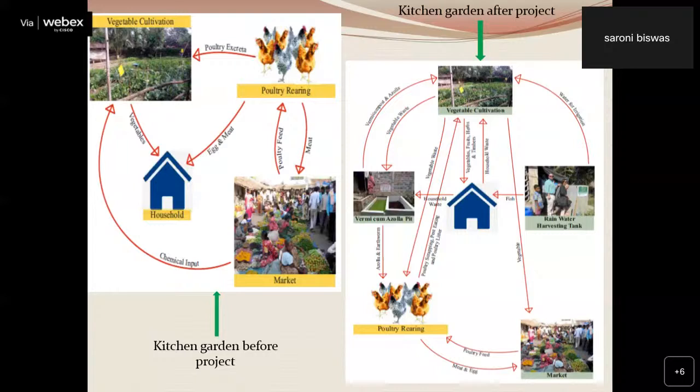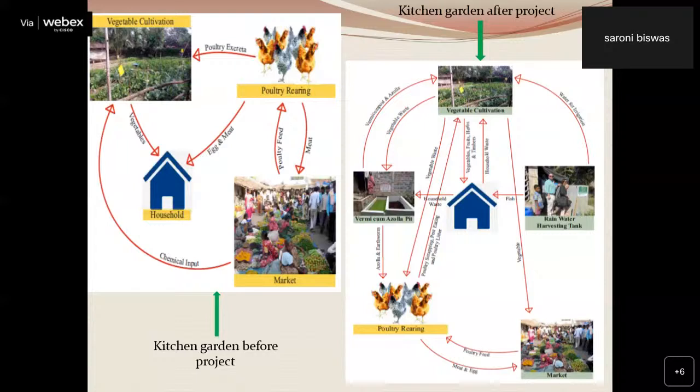But after the intervention, you see, market dependency is there only for a few months, that is only for the poultry rearing and other things. They are carrying their excess crops after consumption to the market. They're selling it, and they're using the organic manures and compost for their crop land or their vegetable garden.